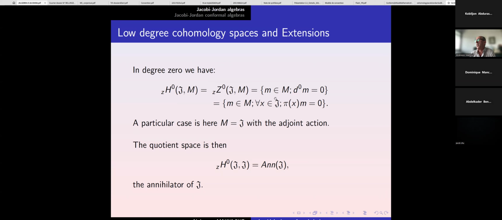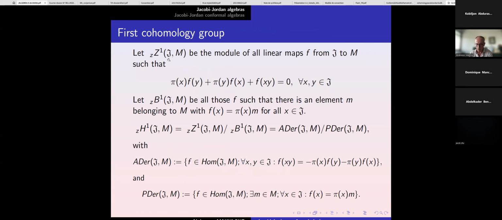Then for H0, this is just Z0, and it is given by all the m's in M such that del D0 M is 0, and this D0 of M I defined before to be Px of M equals 0 for all x in G. Now, if we deal with M being G and considering the adjoint action, then H0 is just the annihilator of G.